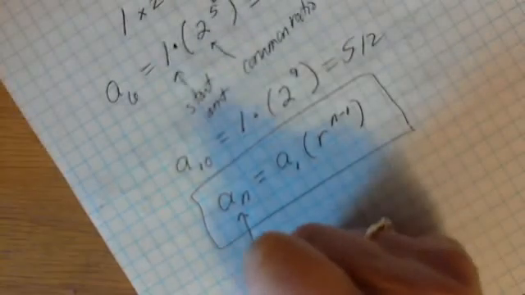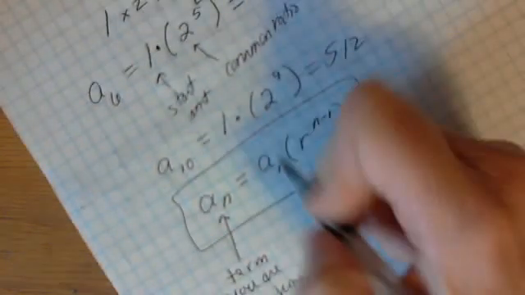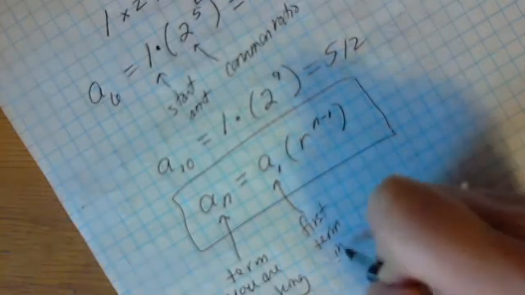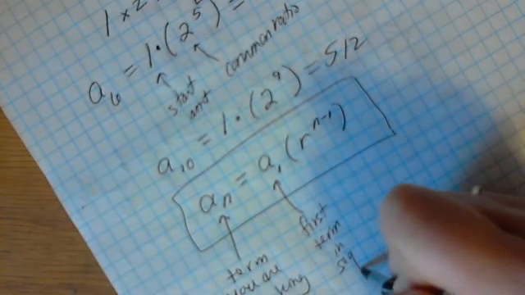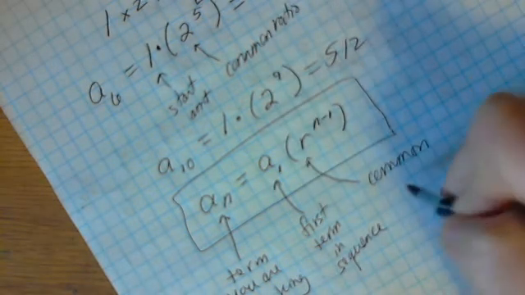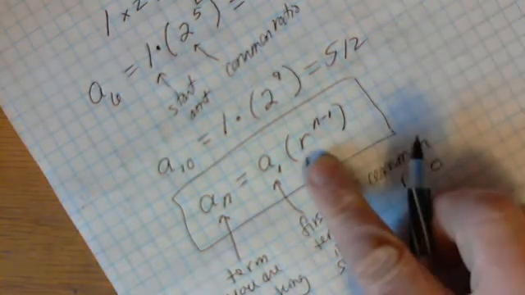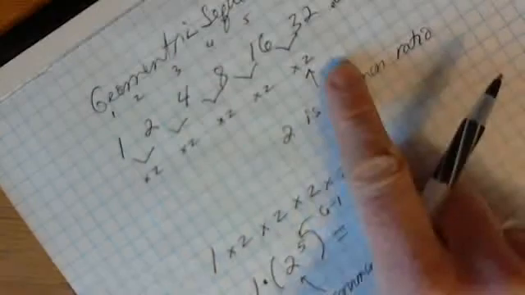This is the term you are looking for. The one you want to know, the one in the sequence you're looking for. This is the first term in the sequence. This is the common ratio. That number you multiply by over and over again in the sequence. Remember, in this case, it was our 2 that we were multiplying by over and over again.